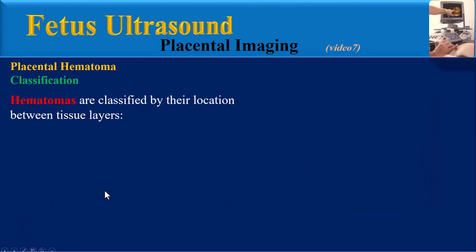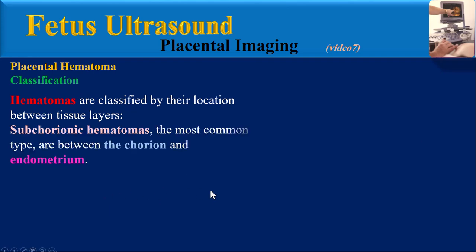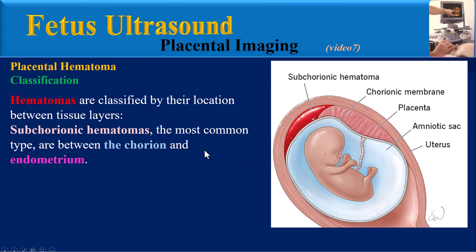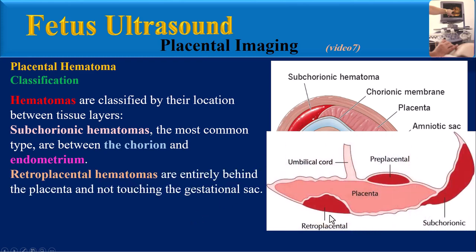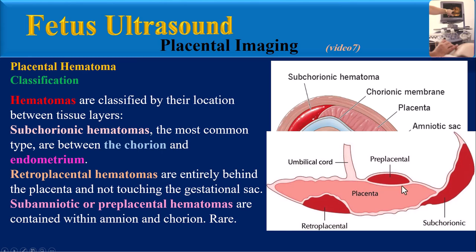Classification. Hematomas are classified by their location between tissue layers. Subchorionic hematomas, the most common type of hematoma, are between the chorion and the endometrium. Retroplacental hematomas are entirely behind the placenta and not touching the gestational sac. Subamniotic or preplacental hematomas are contained within the amnion and chorion, which is a rare form of hematoma.